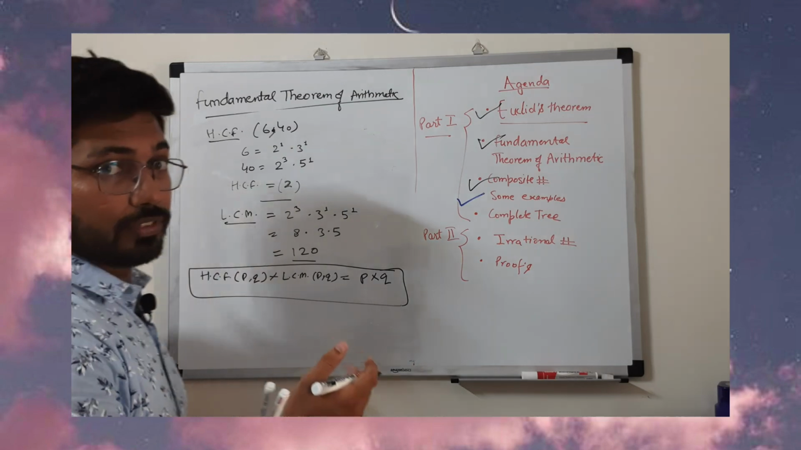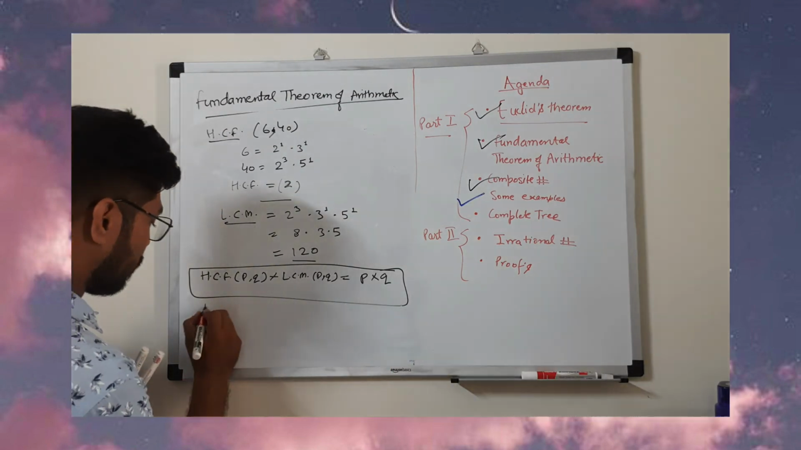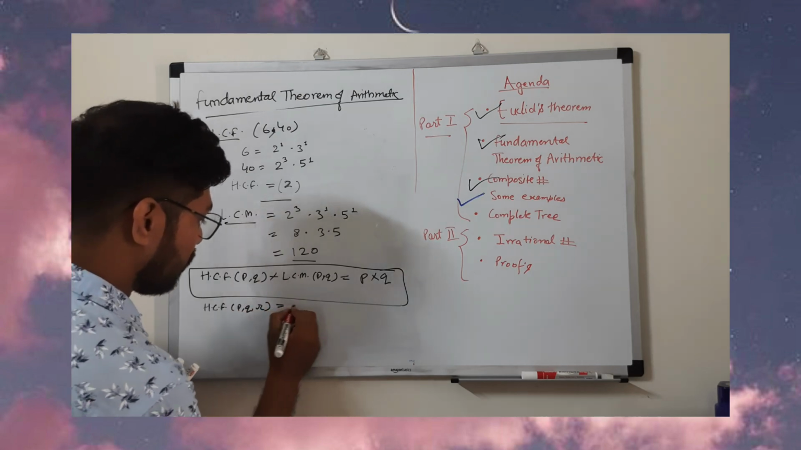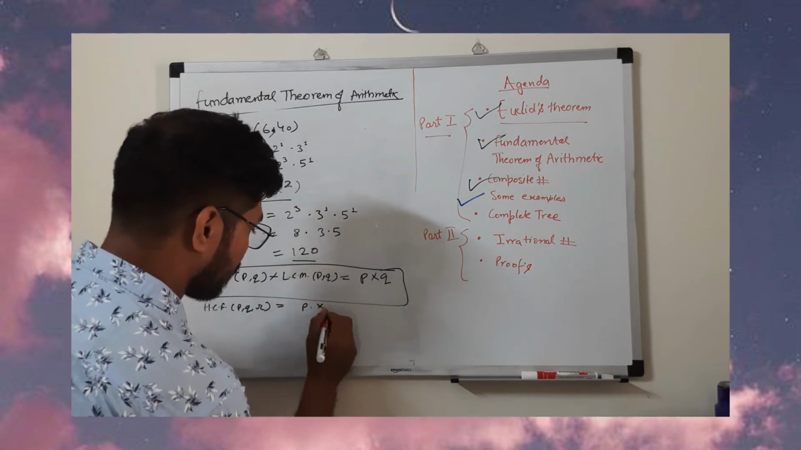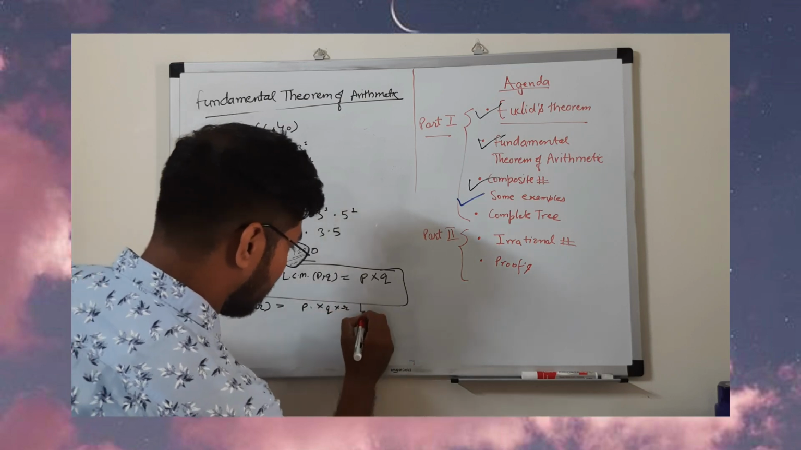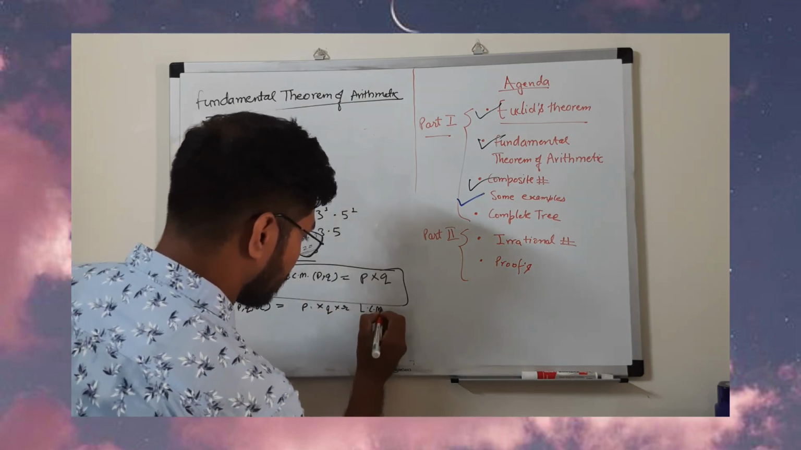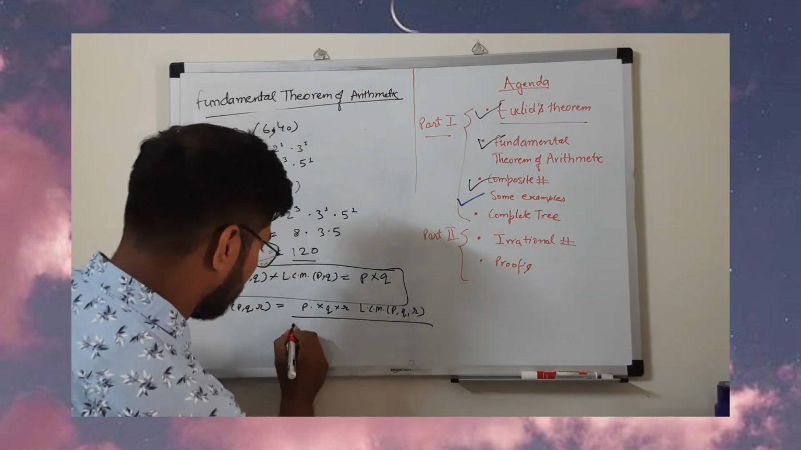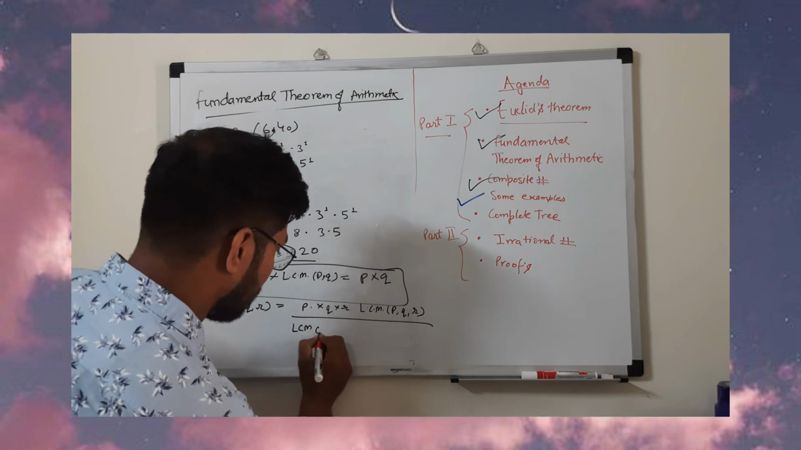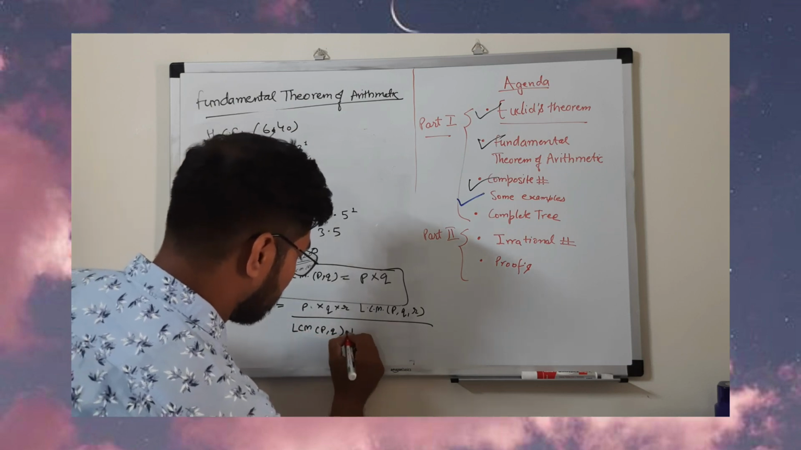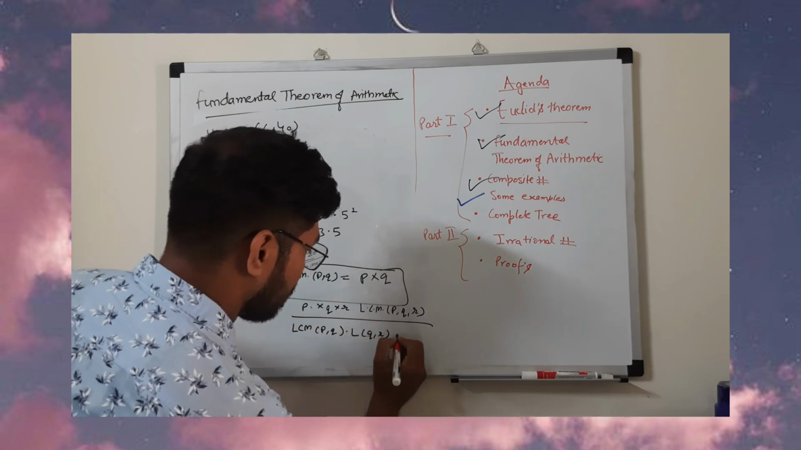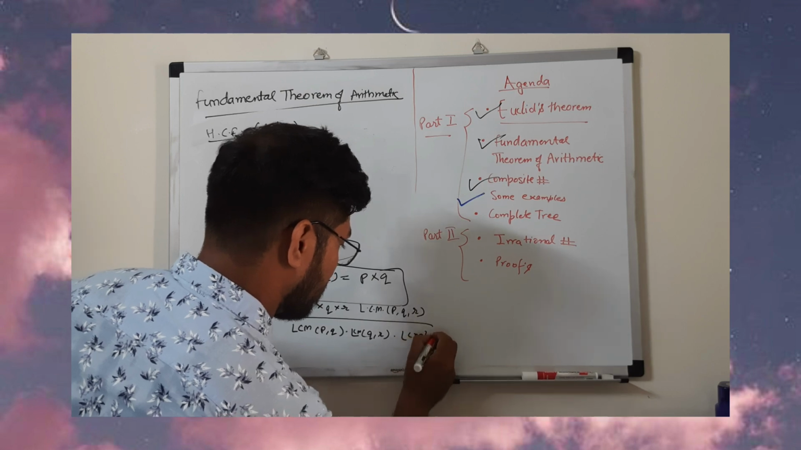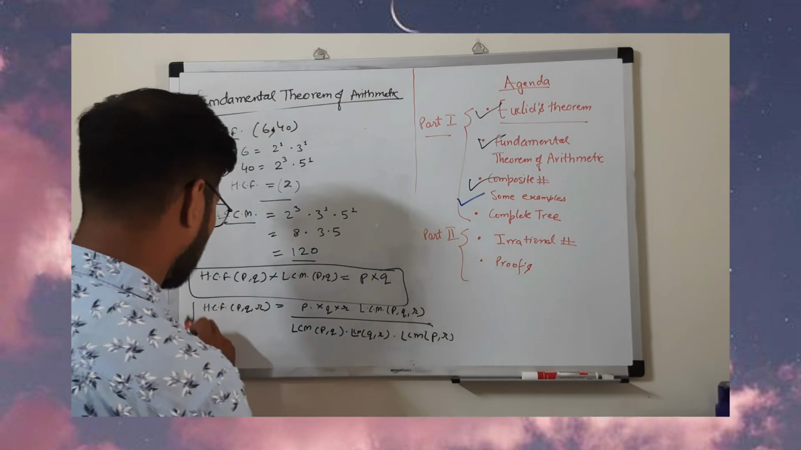And for three integers the formula is a little different. HCF of P, Q, R is equal to P into Q into R into LCM of P, Q, R upon LCM of P comma Q, LCM of Q comma R, LCM of P comma R. So this is the formula for HCF.